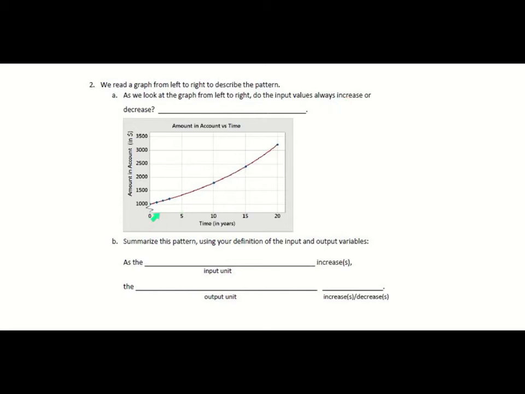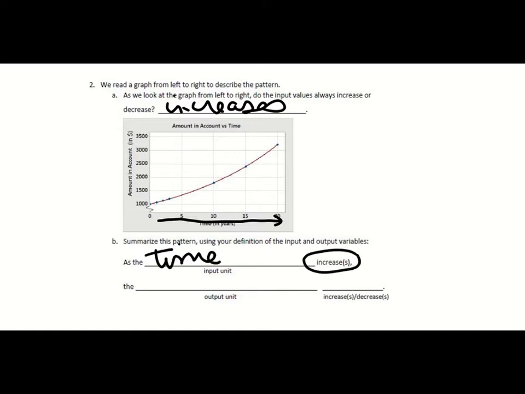This is where I will want you to write a full sentence. If I ask you what the trend of the graph is, you're going to tell me, as your input increases, what your output does. In this case, as my input increases, my output is also going to increase. My input unit is my time, and we're always going to say increases.